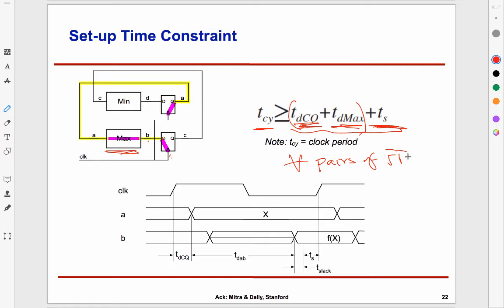So what that means is, if my system is failing because of a cause like this, then I really have two choices. One is I can slow down the clock. The other is to do what? Make the combinational logic faster. How can you do that?